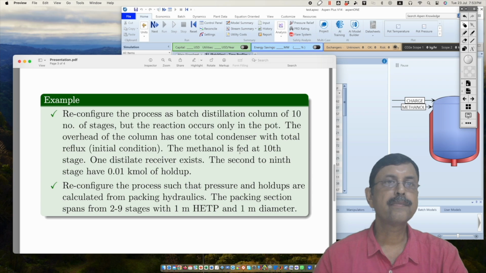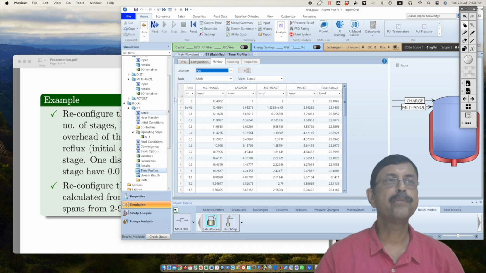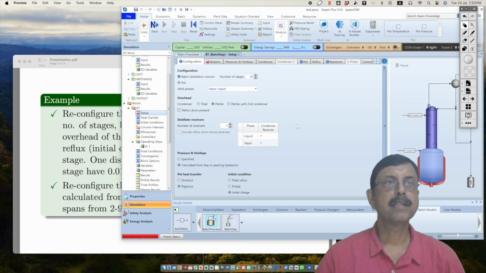The methanol is fed at the 10th stage. One distillate receiver exists. The second to 9th stage have 0.01 kilomole of holdup. We have to reconfigure the process as a batch distillation column. So let us choose it as batch distillation column. For that, we have to go back to setup, and instead of pot, we have to give batch distillation column.